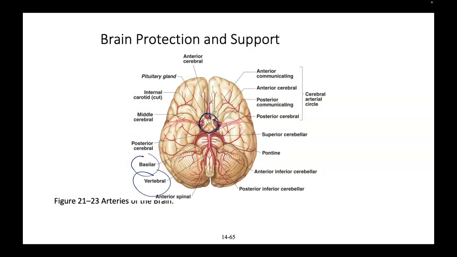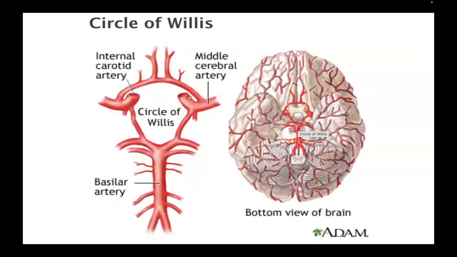And off that circle, there's some major arteries that go to the anterior cerebrum. There's some arteries that go to the middle cerebrum. There's some arteries that go to the posterior cerebrum, and the arteries that go to your cerebellum. But this circle is really, really important. It's called the circle of Willis.